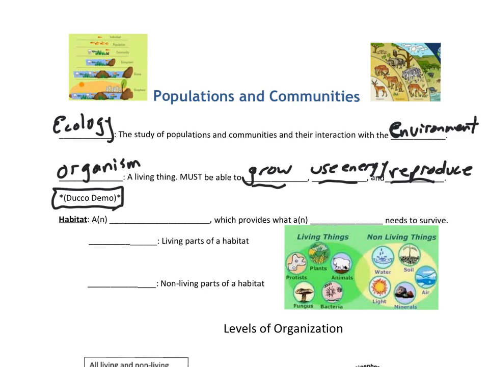So looks can be deceiving, but an organism or a living thing must be able to do those things. Okay, so where do we put living things or organisms? We put them in a habitat, and a habitat is just an environment, a place which provides what an organism needs to survive.